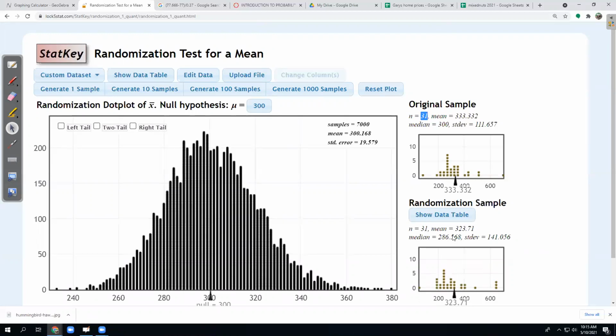All of those were resampled from this deck of cards right here. So a sampling distribution is when you have lots and lots of sample means in this case, and you graph the means. So this is a sampling distribution. It's different than the actual sample, and it's different than the population.